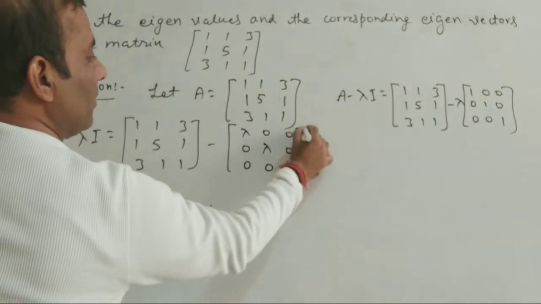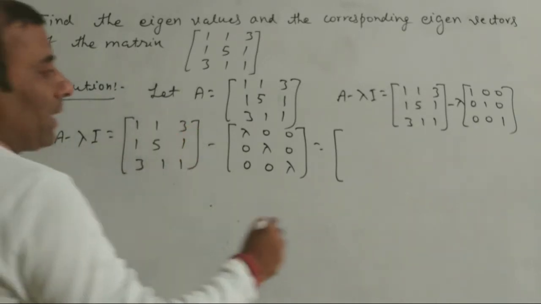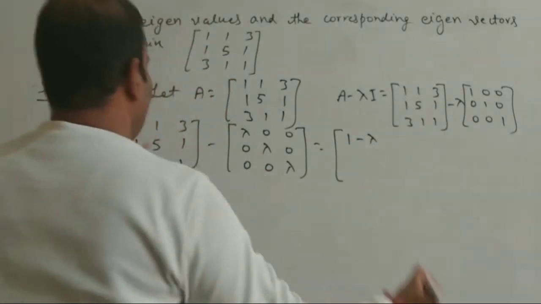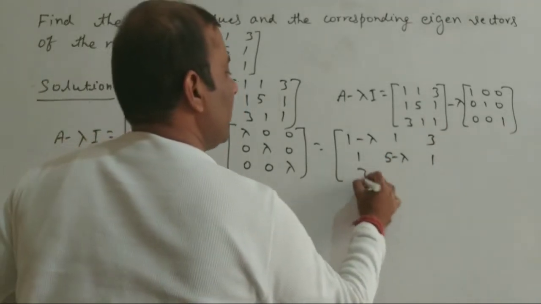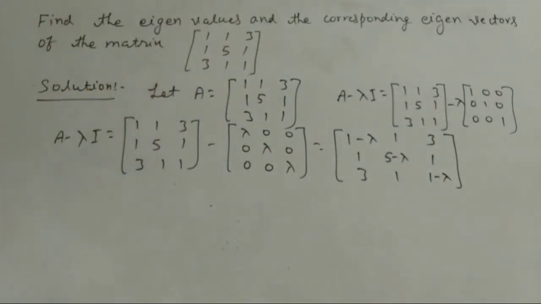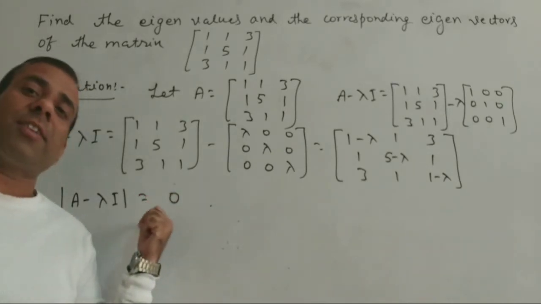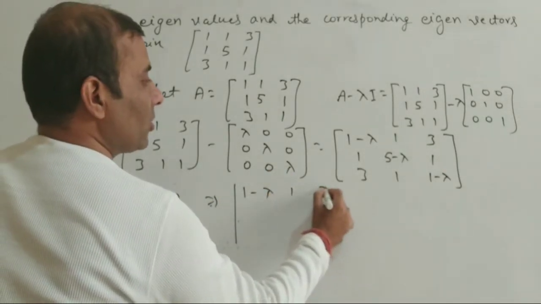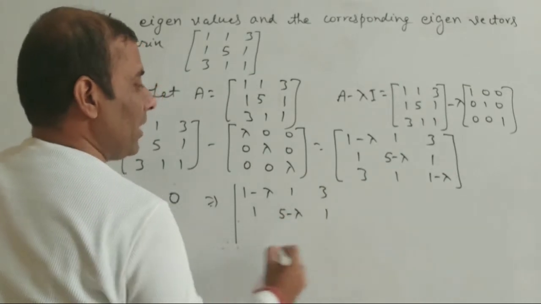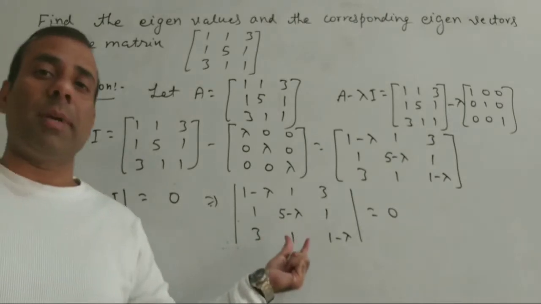When you subtract these two matrices, it becomes [1 minus lambda, 1, 3; 1, 5 minus lambda, 1; 3, 1, 1 minus lambda]. Now the determinant of A minus lambda into I equals 0. This is known as the characteristic equation. So the determinant of this matrix equals 0. Now we have to find the determinant of this matrix.